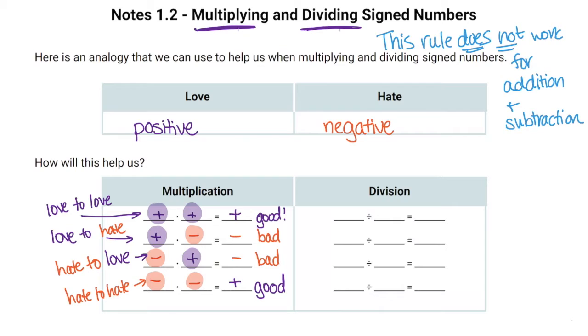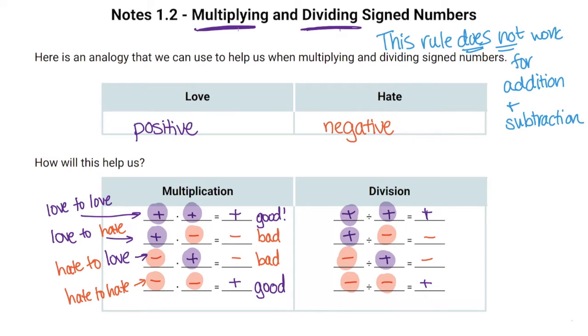Here, we're essentially doing the exact same thing again. Positive divided by a positive is saying you love to love, and that's a good thing, so that is positive. Positive divided by a negative is saying that you love to hate, which is a bad thing, so that is a negative. Negative divided by positive is saying that you hate to love, which is also a negative thing, so we're going to say negative. It's a bad thing. And then a negative divided by a negative is saying that you hate to hate, which is a good thing. Not liking to hate is a good thing, so that's positive.